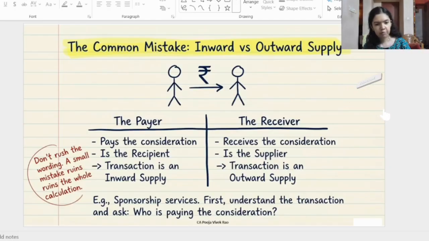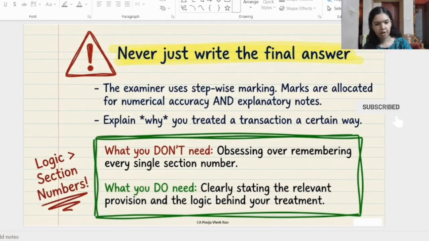So before jumping into tax calculation, first understand the transaction. Don't rush through the wording. A small mistake in identifying the nature of the transaction can affect the entire answer. So the next important point mentioned in the webinar was, don't just write the final answer, give reasoning as well, because there is stepwise marking. This is one of the most important exam writing tips from the entire session.